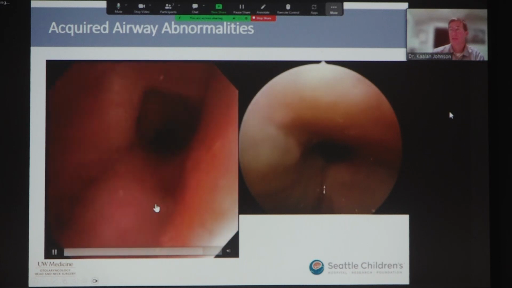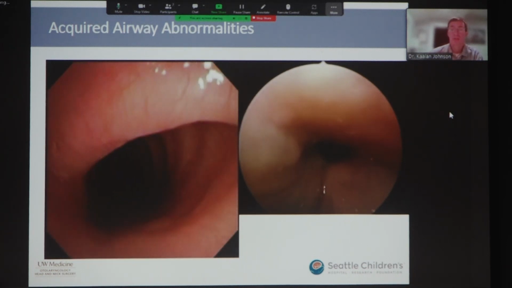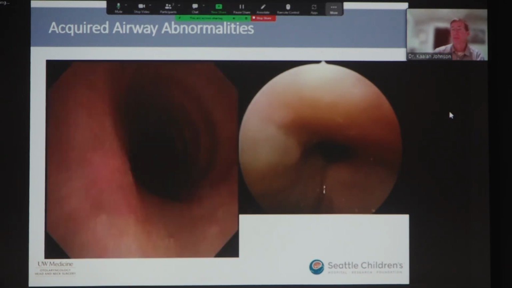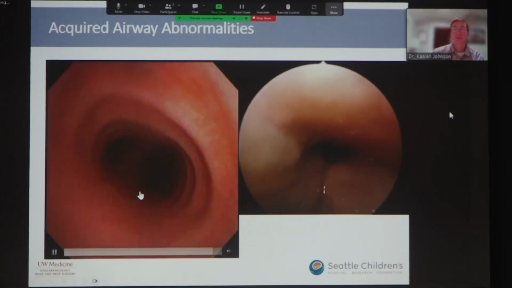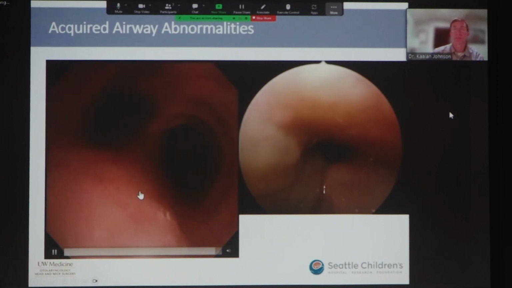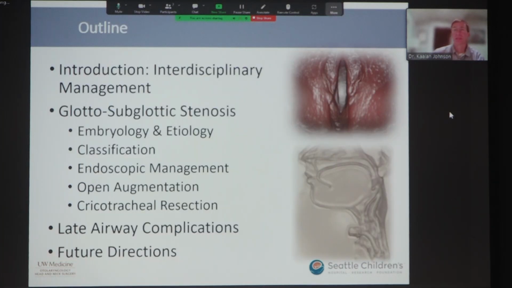So this illustrates why interdisciplinary management of these complex airways is really important. And that's my first introductory statement to this topic, is that playing in the sandbox with multiple other people gives you better outcomes. So involve your team. That's the first point. And that's a patient we're going to come back to.